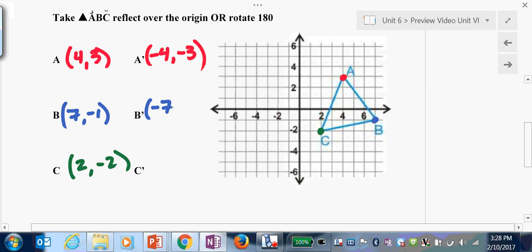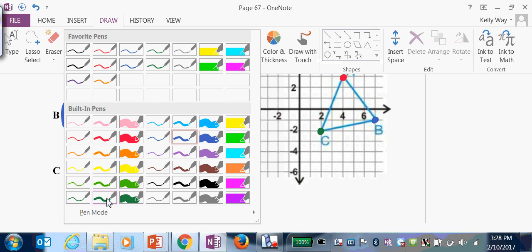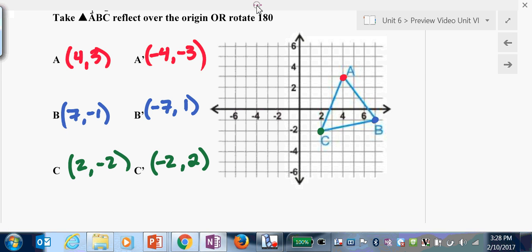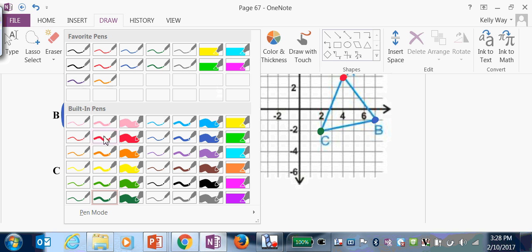7, -1. That's -7, +1. And last one, +2, -2. That's now -2, +2. Let's graph those 3 points.